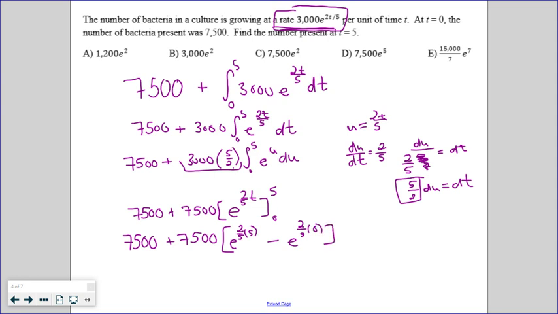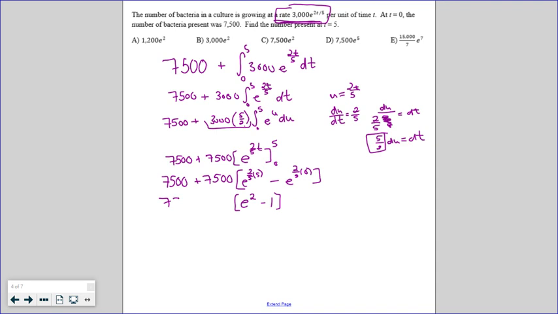Okay, well 2/5 times 5 is 2, so on that first one we'd have e squared. 2/5 times 0 is 0, e to the 0 is 1. And distributing through, that's 7,500. Now 7,500 minus 7,500 would be gone, and we can see that our answer is going to be 7,500 e squared.